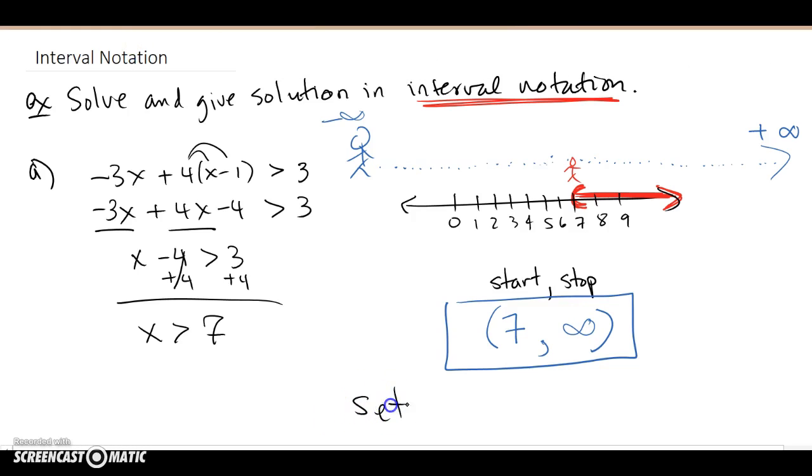They didn't ask, but just a review. Set notation would be x such that this guy gets satisfied. So interval notation has the parentheses and brackets involved. Set notation has the braces involved.